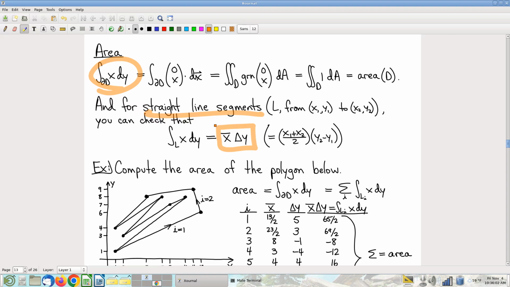And it doesn't even involve any actual integrating, right? It's just the average value of x times the change in y. If you're on a straight line segment, right, again, starting at one point, ending at another point, average value of x, really easy to compute. Change in y, really easy to compute. And boom, snap, super quick. That could be really easy to compute. So, all right, let me show you an example of when this is useful.